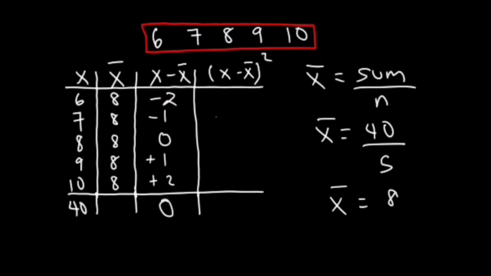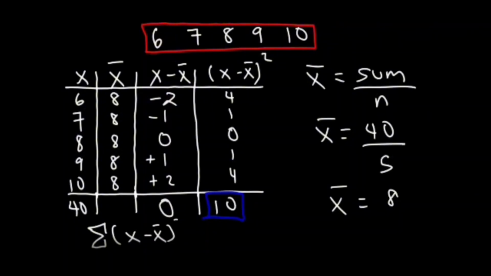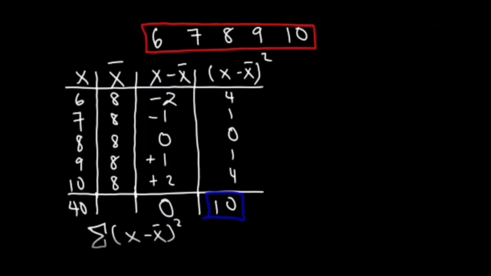Now, the next thing we need to do is square the deviations. Negative 2 squared is 4. If you write it like this, this is negative 2 times negative 2. Negative 1 squared is 1, 0 squared is 0, 1 squared is 1, 2 squared is 4. Our next step is to add up the squared deviations. 4 plus 1 plus 1 plus 4 adds up to 10. Now, you need to know what this number represents. That number is basically the sum of the squares of the deviations. We're going to use that to calculate the variance and the standard deviation.